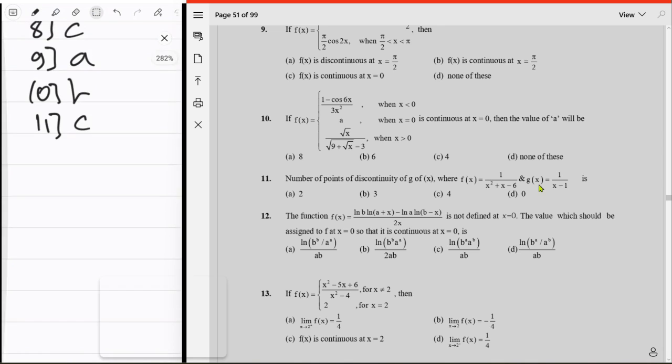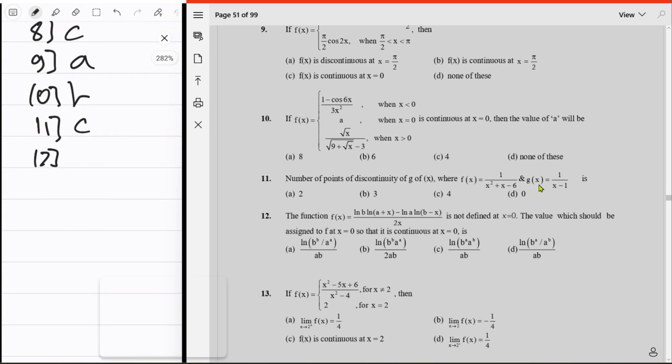12th. Is this function not defined at x equal to 0? The value which should be assigned at x equal to 0 so that it is continuous is, okay, what is natural log of b? Natural log of a plus x minus a. Interesting. Very interesting. Natural log of a plus x, huh?